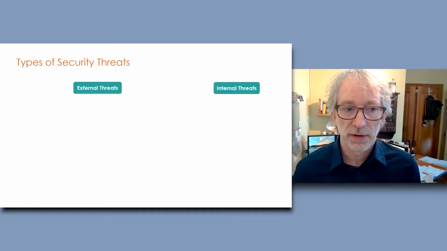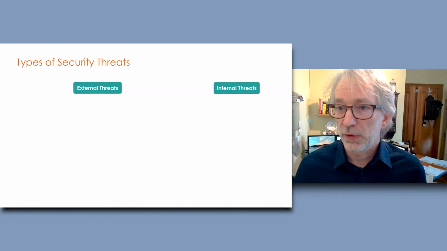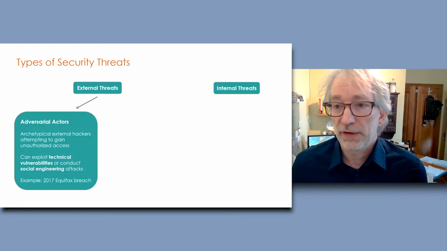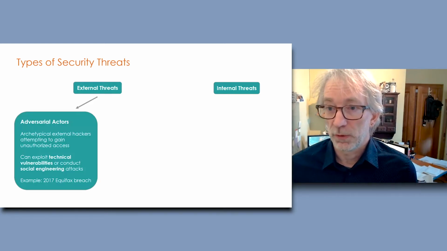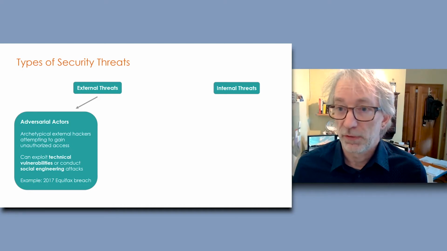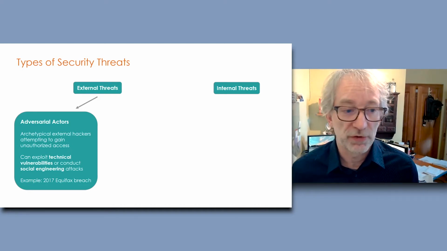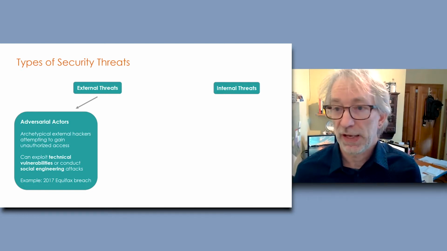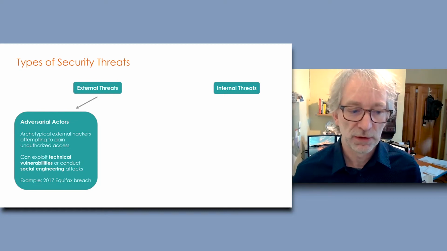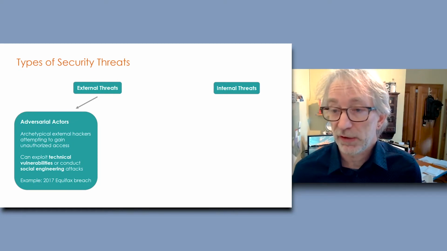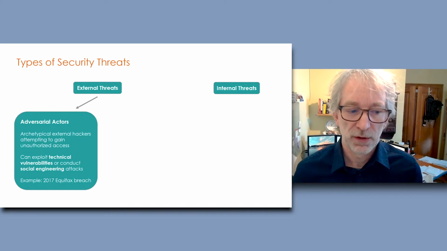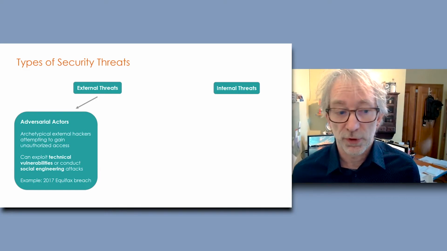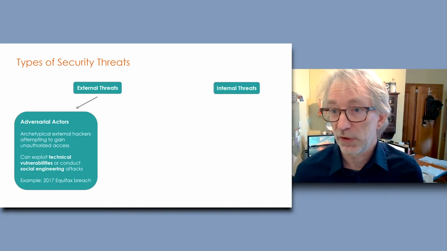Okay. There are, in this overall assessment, various types of threats. So we can distinguish external and internal threats. External threats are the ones that most people will have in mind when they think of hacking or security breaches: adversarial actors, the archetypical external hacker who wants access to the data. Examples might include the Equifax breach or other things. They typically exploit technical vulnerabilities and may conduct social engineering attacks.